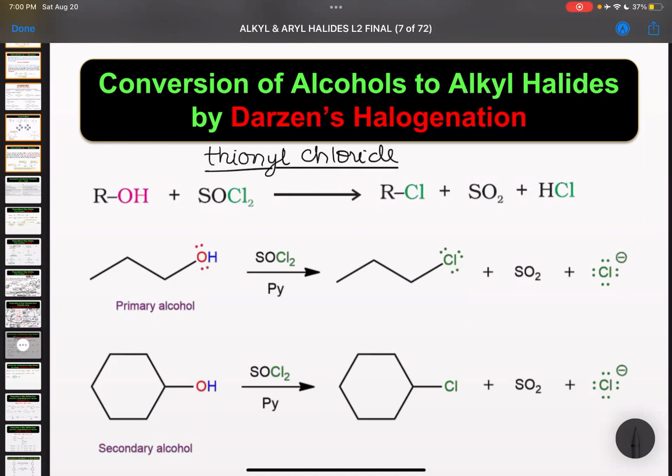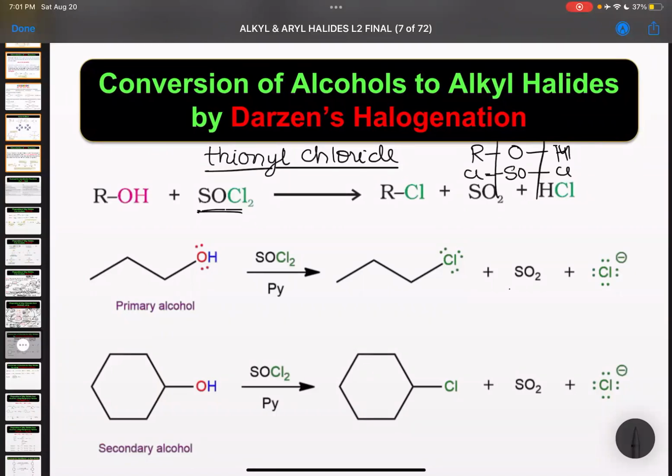Thionyl chloride is SOCl2. And this is known as Darzens halogenation. Why is it considered the best method for the preparation of RCl? Because the gases are escapable. And what is the trick? The OH leaves and Cl attacks the carbon. Yeah, actually this is the trick.